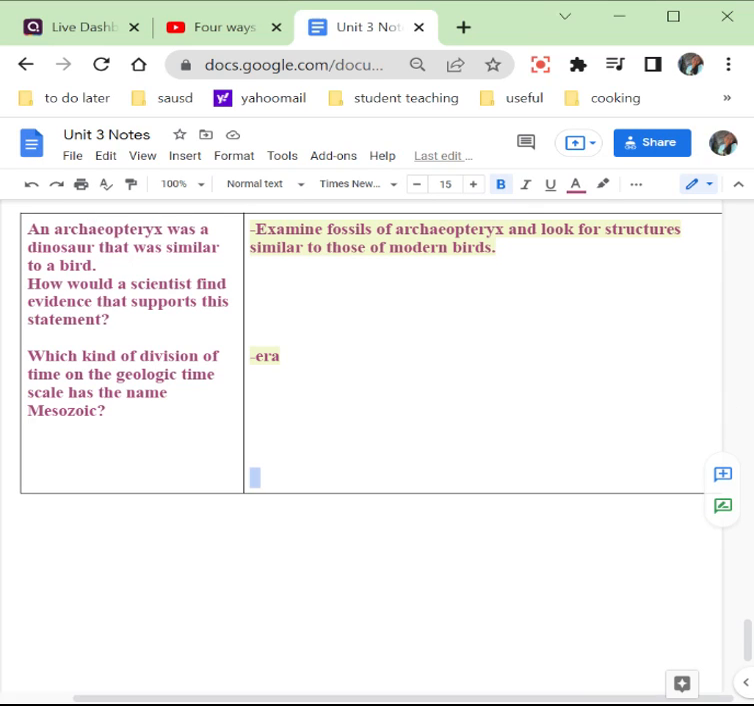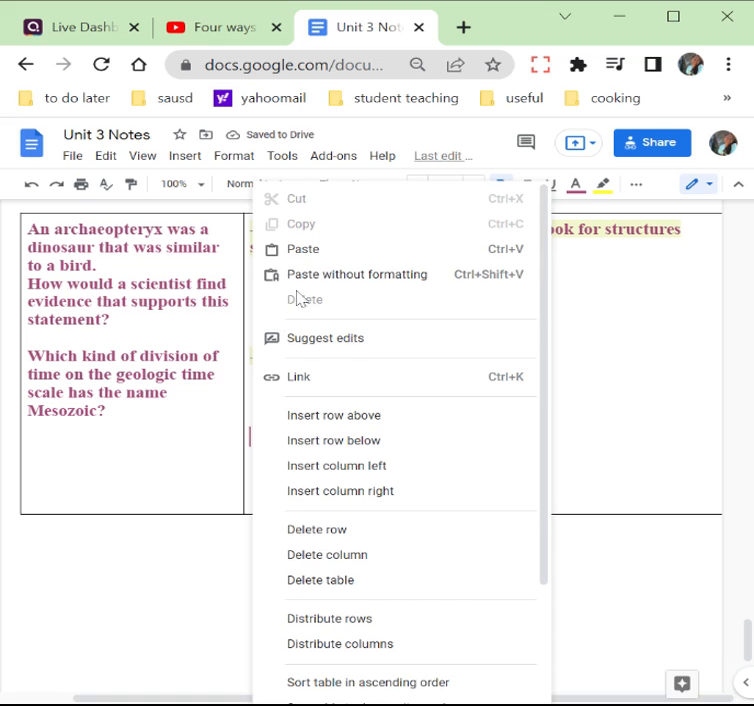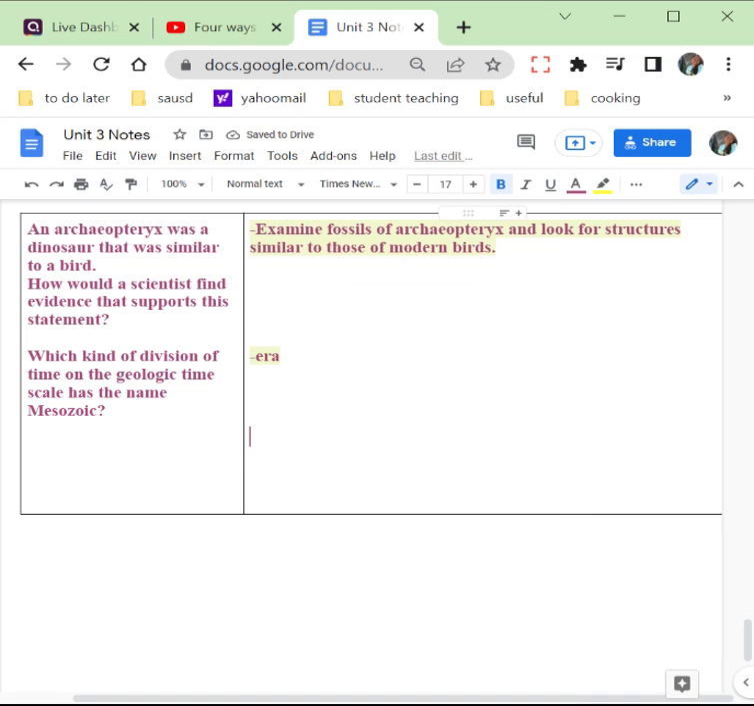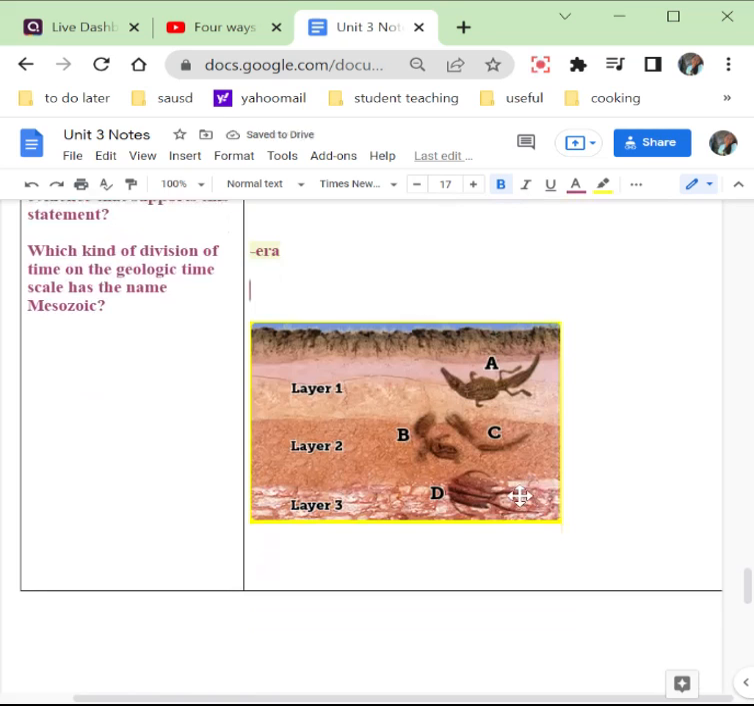Okay, and then lastly, just one more. Yes, I just have to paste it. So, important review from last class. Remember, the lowest layer will be the oldest. So these animals came first. And then this one's a little younger. This one's a little younger.